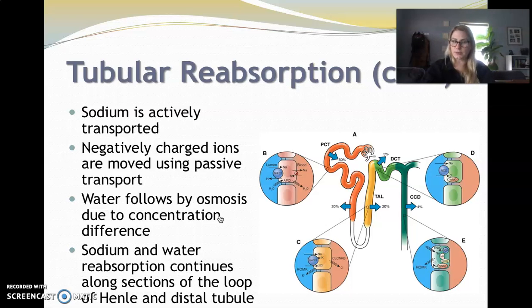Now, sodium and water reabsorption is going to continue along the proximal convoluted tubule and that loop of Henle that dips down into the medulla. So here we have the glomerulus, the proximal convoluted tubule, because that's closest. So when we're looking at closest, we're looking at closest to the glomerulus. The loop of Henle, which is going to dip down, and then the distal convoluted tubule.